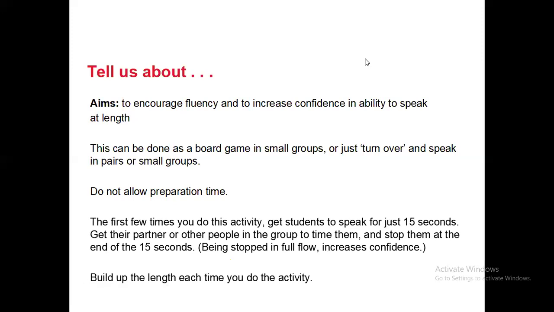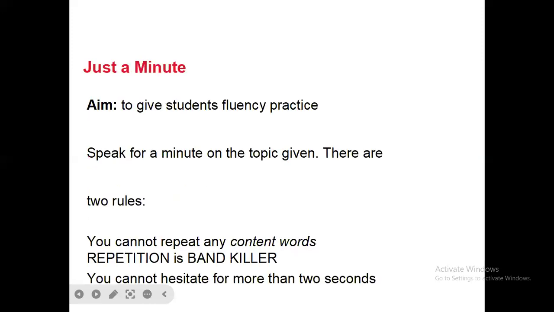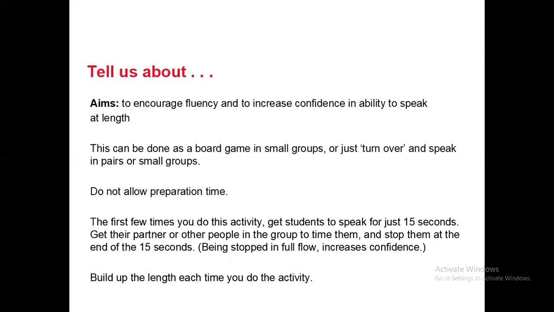Thank you. So the aim is to encourage fluency and to increase confidence and ability to speak a language. That can be done. Okay, so there was an activity actually I was thinking to do it here. Sir Ibad, I have a question.